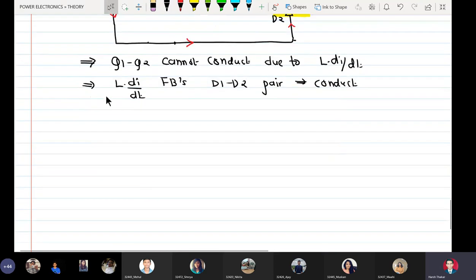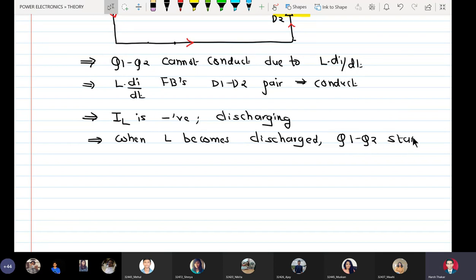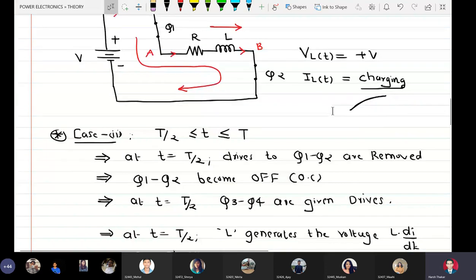So again, I can write down that IL is negative and it is discharging. Okay. When L becomes discharged, Q1 and Q2 start conducting over. So this was our circuit analysis.